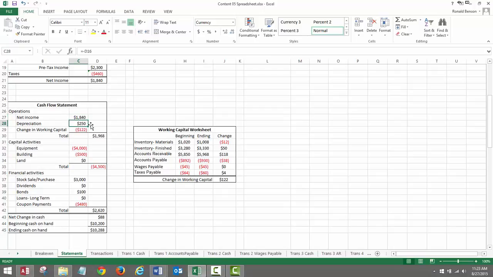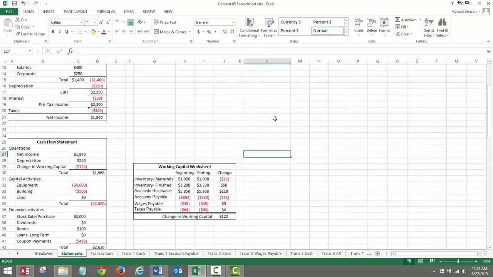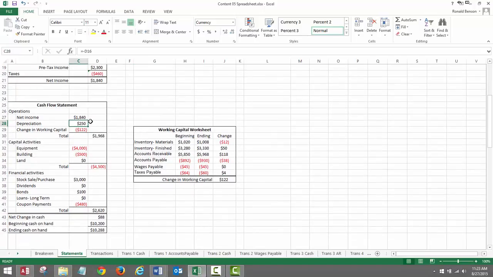The second one is depreciation. You remember back in the previous video we had depreciation of $250. But depreciation is not paid to anybody. You pay for the asset up front, and this is just an estimate to get an estimate of net income. So since it isn't a flow of cash per se, you add it back in, you reverse the charge. So you add that to net income.